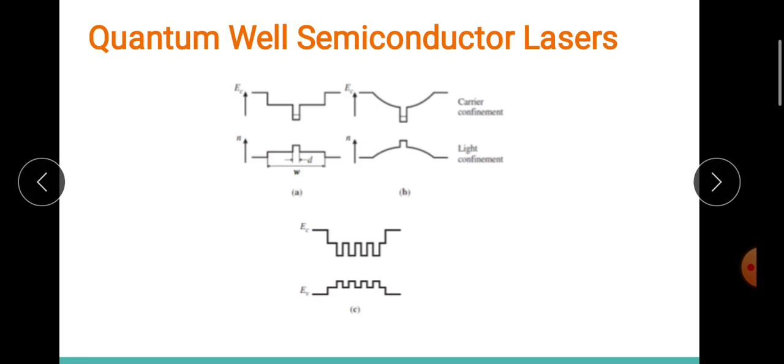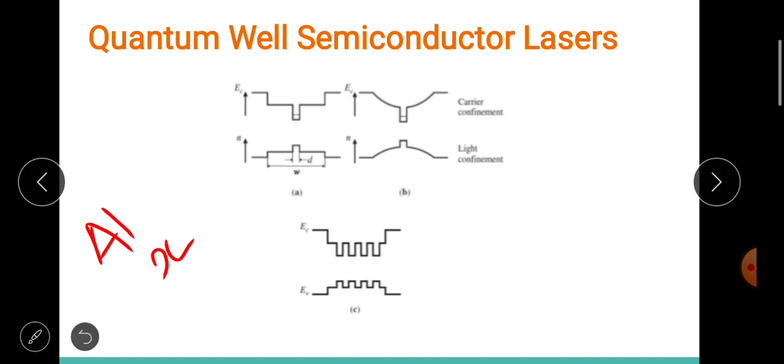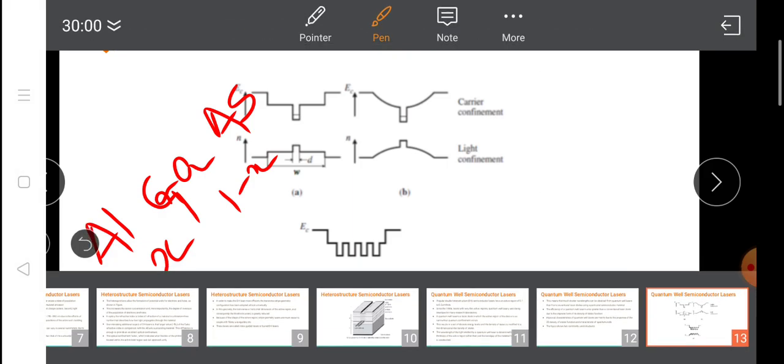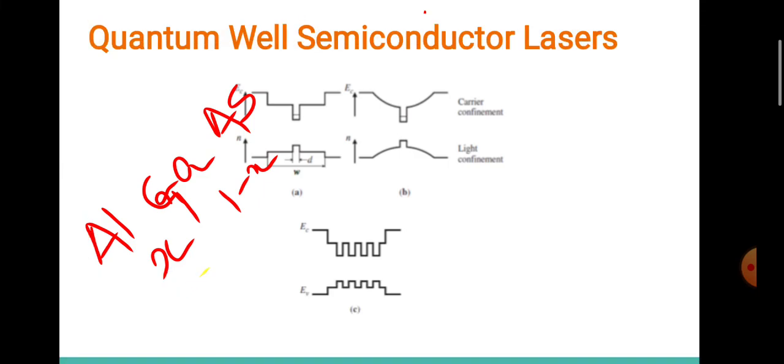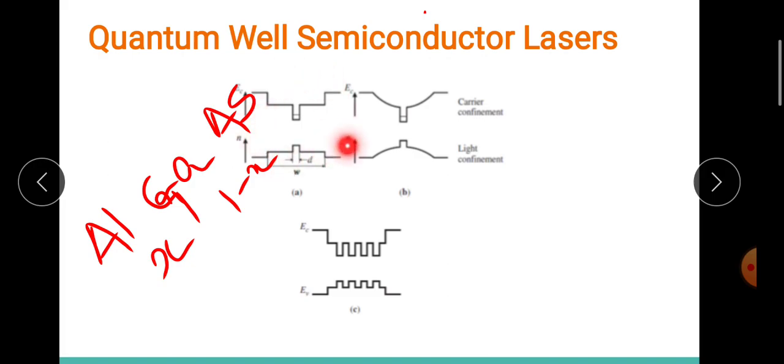These two structures, we obtain them by changing the value of the mole fraction. A common compound is aluminum gallium arsenide, right? So suppose your compound is aluminum gallium arsenide of the type AlxGa1-xAs, so we have the mole fraction as x, right? Now see, by changing the value of x, you can obtain these structures.